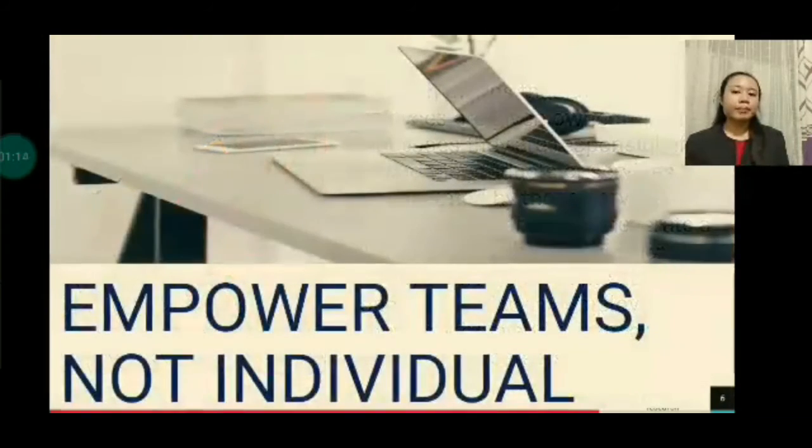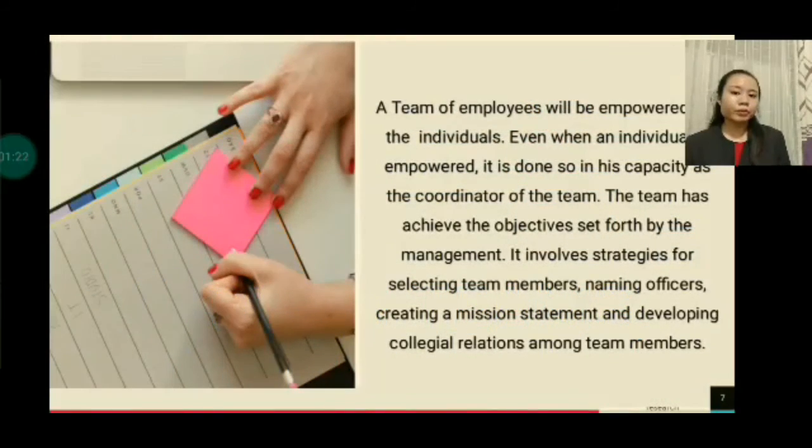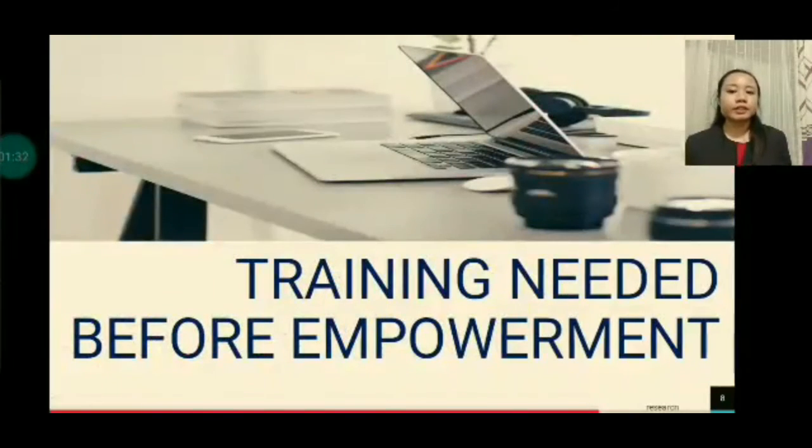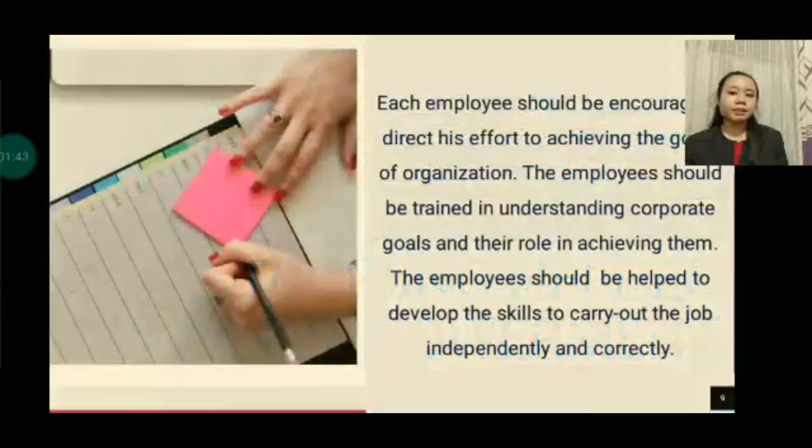The second is empowered team, not individual. This also means that a team of employees will be empowered, not just individuals but the whole team. And the third is training needed before empowerment. Before empowerment, the management has the right to conduct training for all its employees, and this means that each employee should be encouraged to direct his or her effort to achieving the goal of their business organization. On the other hand, empowerment does not mean that the management has no responsibility. In fact, the management has more responsibility than the employees.